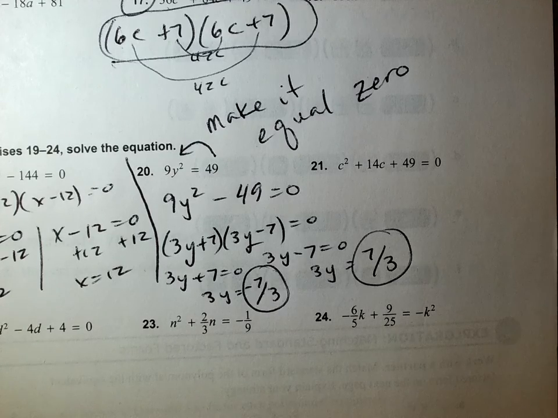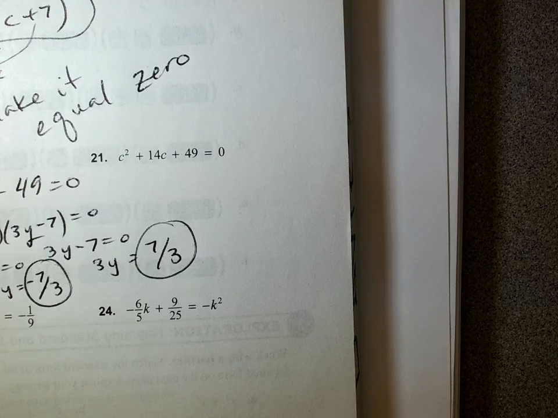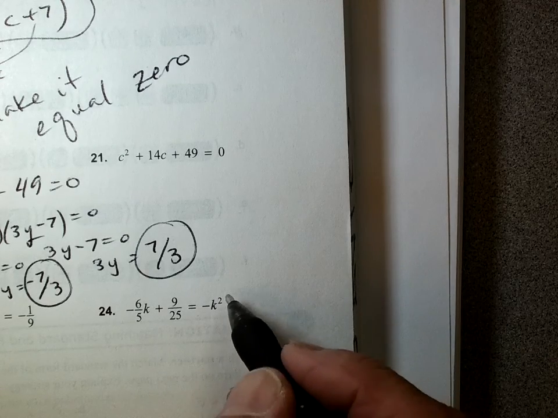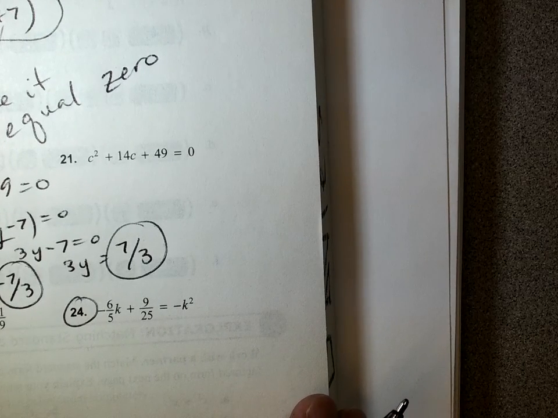I want to do 24 real quick, and then we'll be done. Okay, 24.